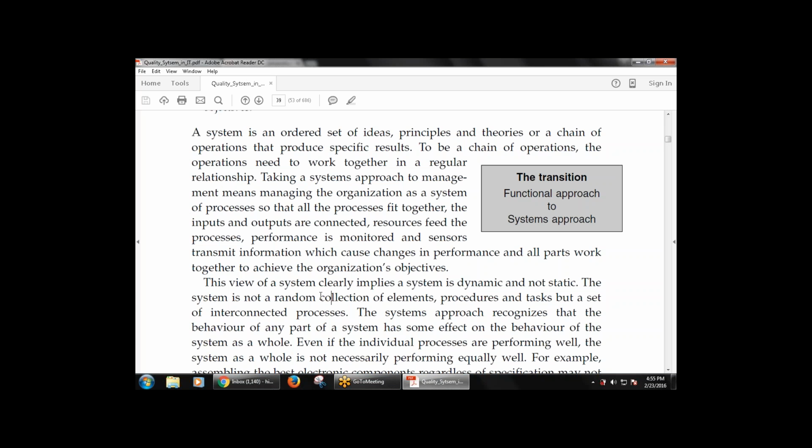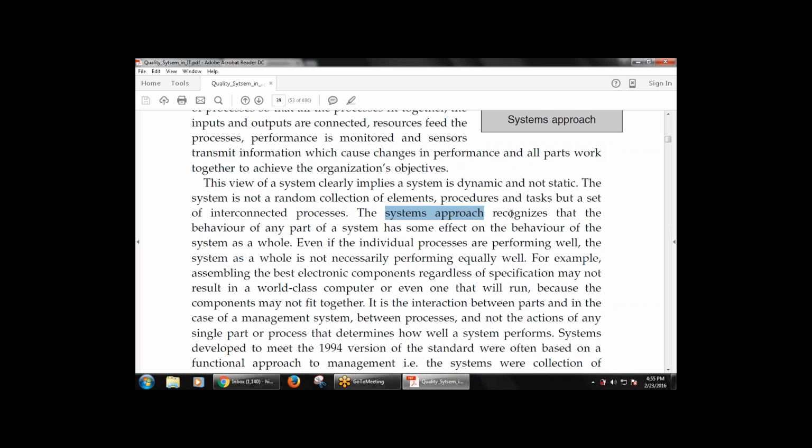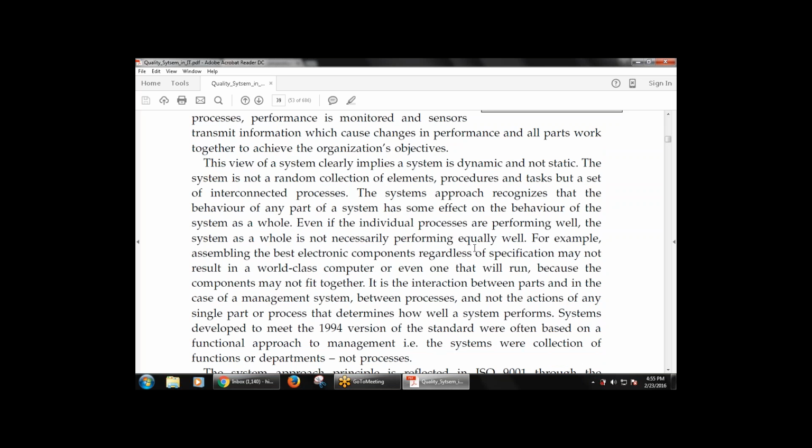Then there is a system approach that is available. That approach must satisfy the customer, that is, it is available with customer satisfaction. That means this view of system clearly implies that the system is dynamic and not static. And the system is not a random collection of elements, procedures and tasks, but a set of interconnected processes. And the system approach recognizes that the behavior of any part of a system has some effects on the behavior of the system as a whole.